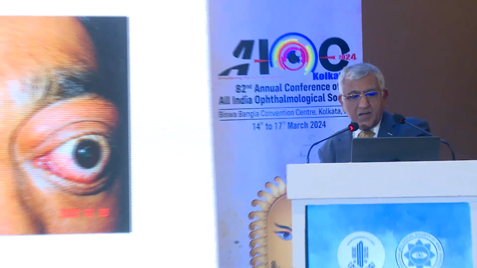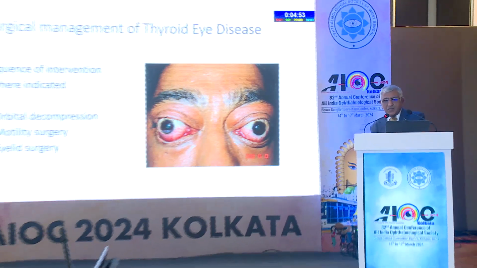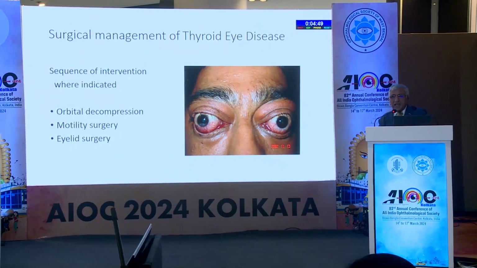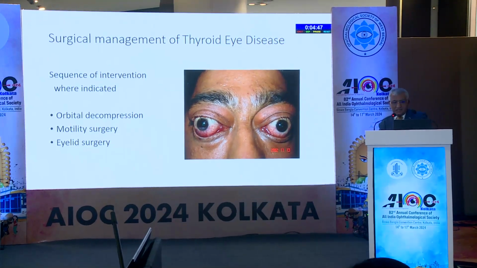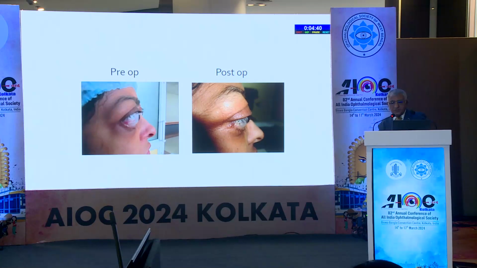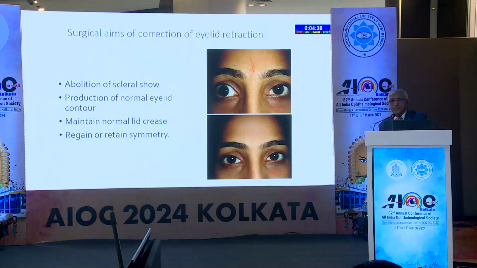The surgical management of eyelid retraction is very commonly a part of thyroid eye disease, where you follow the sequence of taking care of first the orbital decompression to get the globe in the right position, then taking care of the motility, and the eyelid surgery is the final consequence. So an example is this, where we take care of proptosis first before going on to eyelid retraction correction.